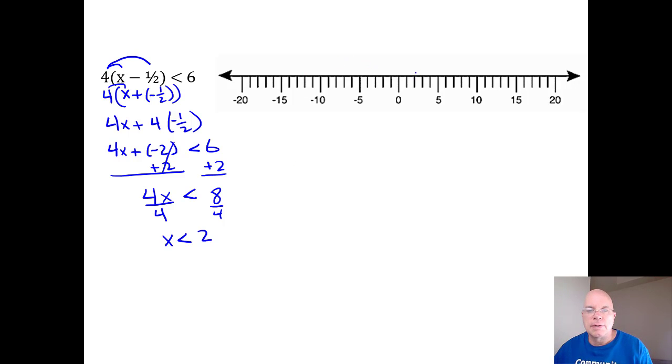x less than 2. It can't be equal to 2, so open circle. But it could be any value less than 2, so arrow to the left. The least possible value of x is negative infinity. The greatest possible value is not quite 2, so we put parentheses around the 2 to indicate that 2 is not included in the solution set.